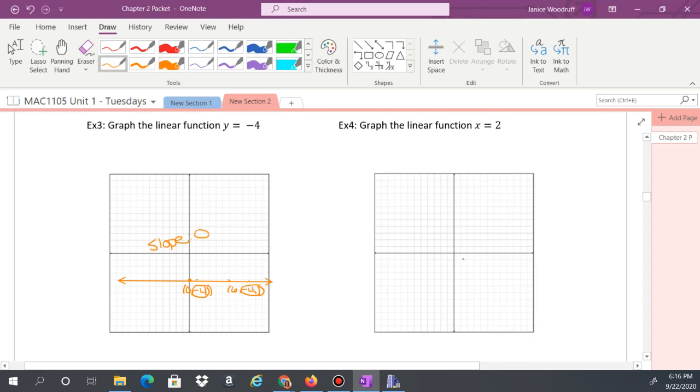Then x equals a number would be a vertical line. So if I came over to x equals 2, here's x equals 2. That's the point 2, 0. So let's say we have this point 1, 2, 3, 4, 5, 6. It's not 6, 0, I'm sorry. It's 2, 6. We have the same x value for every single point on that line. So that would be a vertical line.